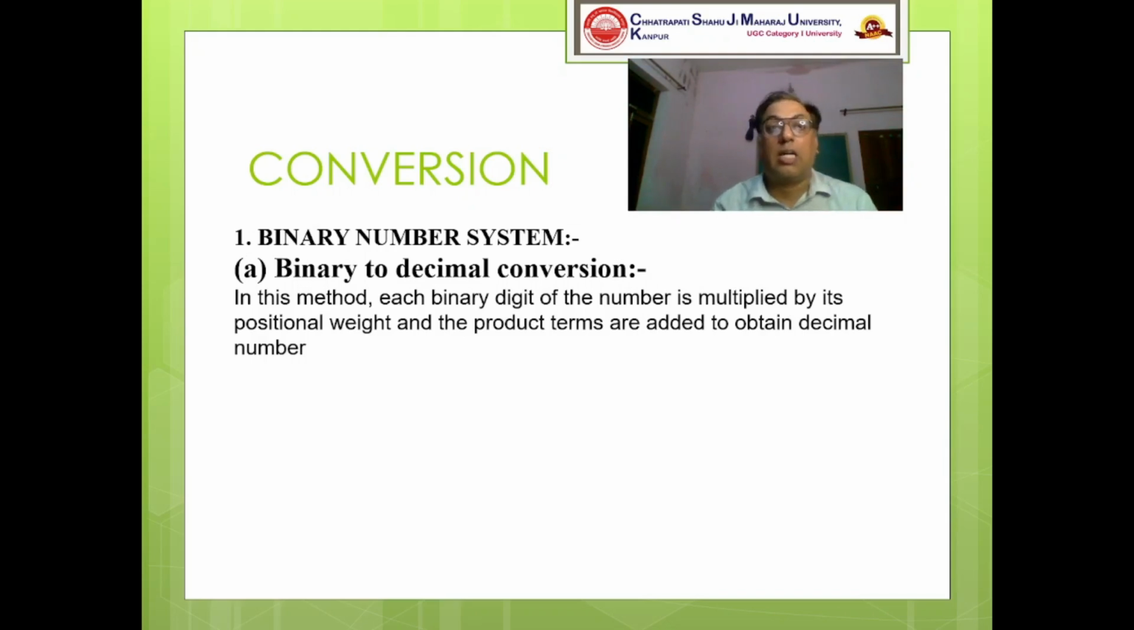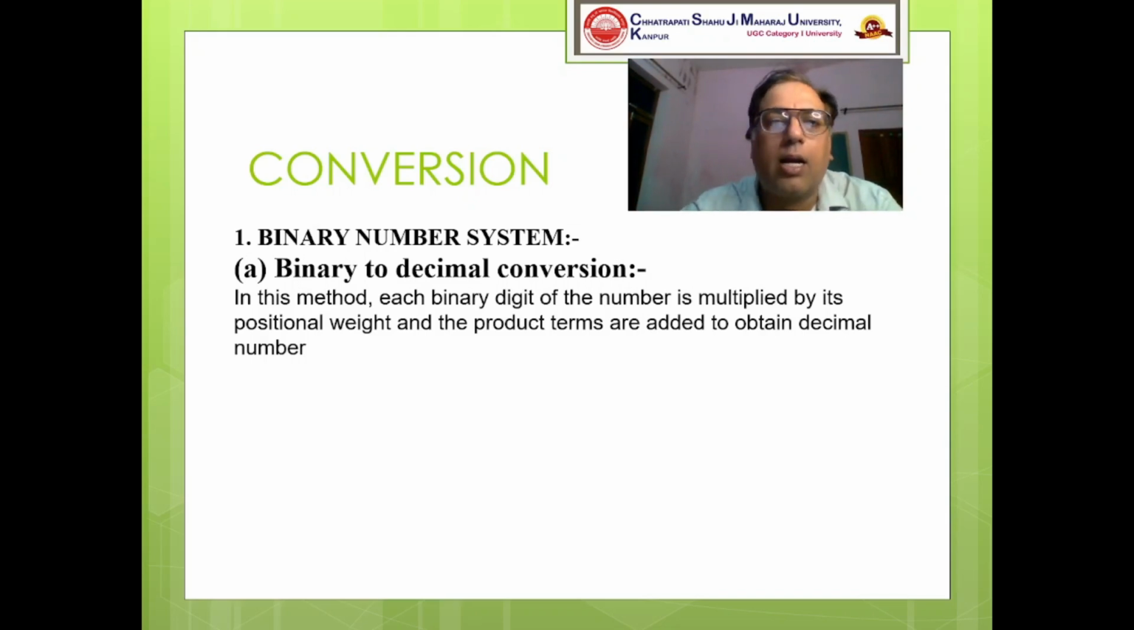Now let us see conversion, the conversion of one number system to another. In this series, we will be starting with the binary number system. The first conversion that we are doing is binary to decimal conversion. In this method, each binary digit of the number is multiplied by its positional weight, and the product terms are added to obtain a decimal number.